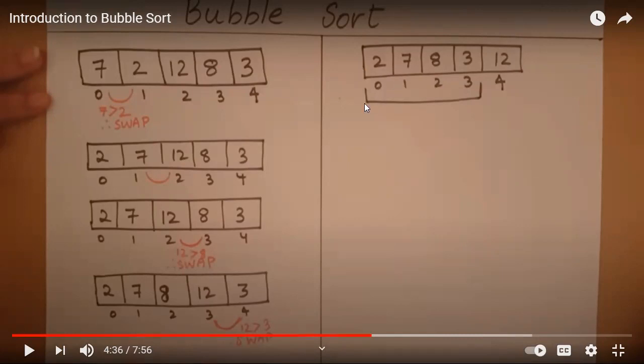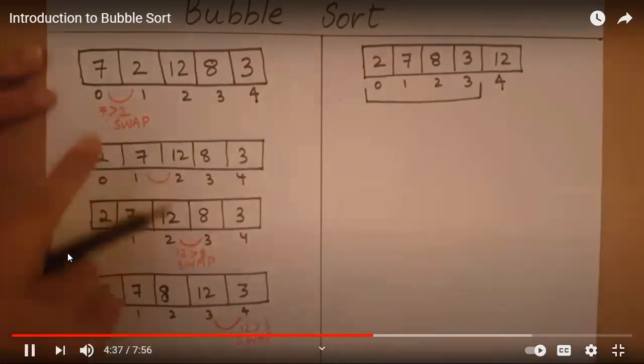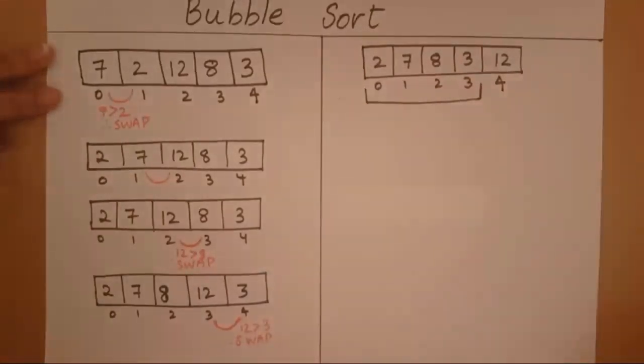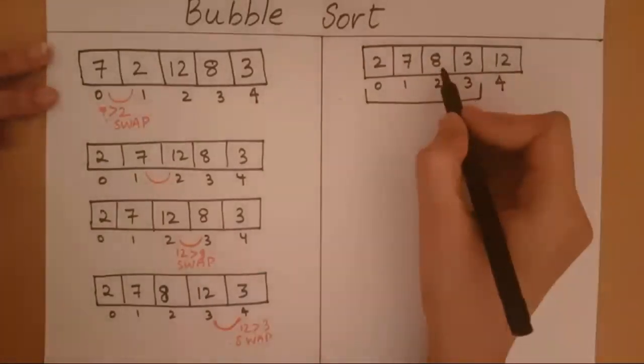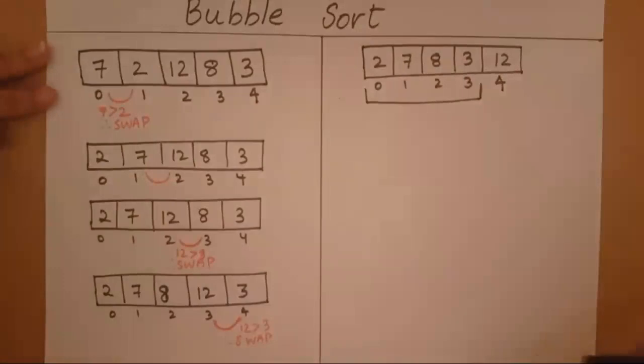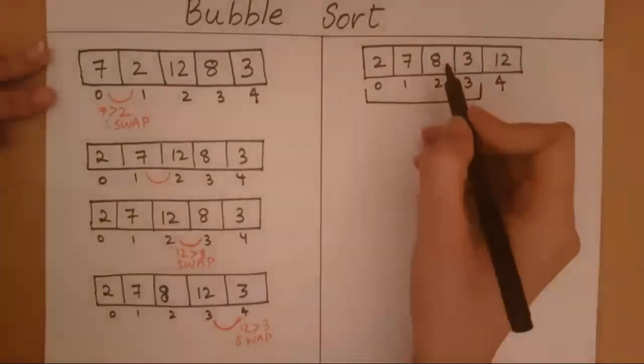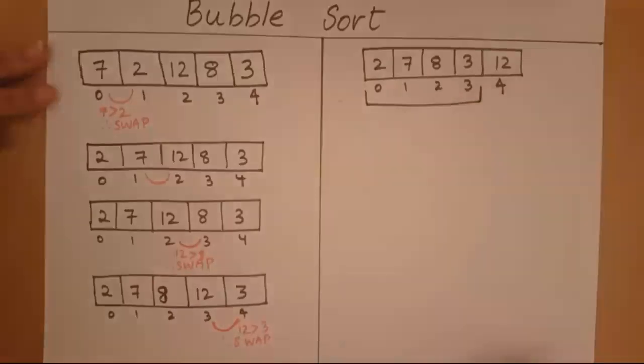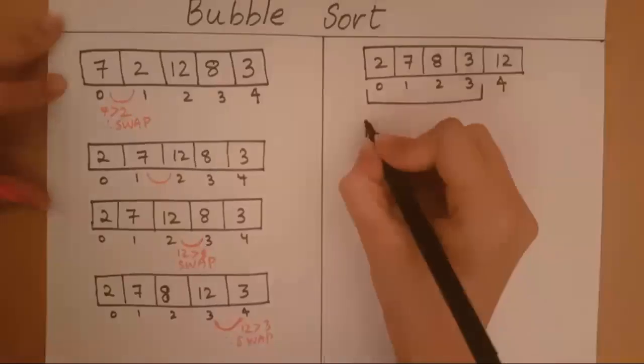Okay, and now let's start the second pass. We're going to do the same set of steps. We will compare 2 and 7, they are in the correct order. We'll compare 7 and 8, they are in the correct order. We'll compare 8 and 3, they are not in the correct order, so we will swap. And that's how we can get 8 to the last index of this range. So the second largest element in the array is going to be pushed to the second last index in the array. Once we do that, we will get an array which looks like this.